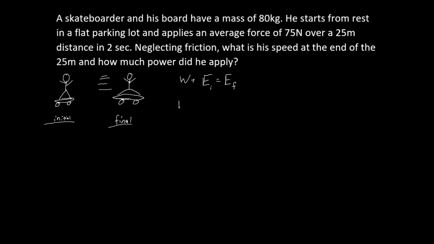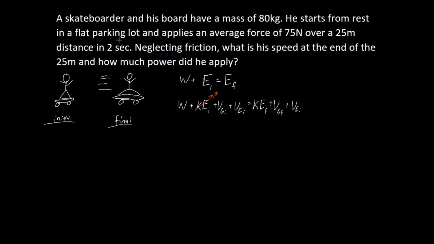So let's go ahead and do what we've been doing, which is work is equal to KEi plus UGi plus UEi equals KEf plus UGf plus UEf. And I'm going to plug in anything that was 0. So at the beginning it says that he was at rest. We also need to set a 0 line.